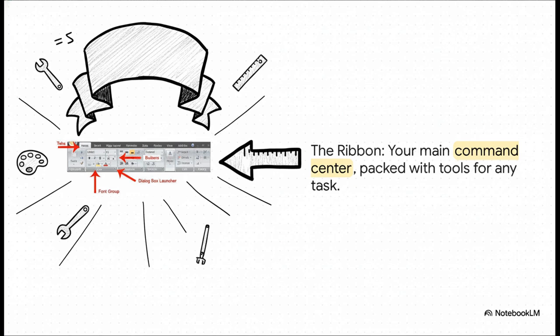See that big area at the top of the screen? That's called the ribbon, and it's basically your main command center. Pretty much all the tools you're ever going to need, from formatting your text to creating cool formulas, are all organized right here. For today, we're mostly going to be hanging out in the Home tab.